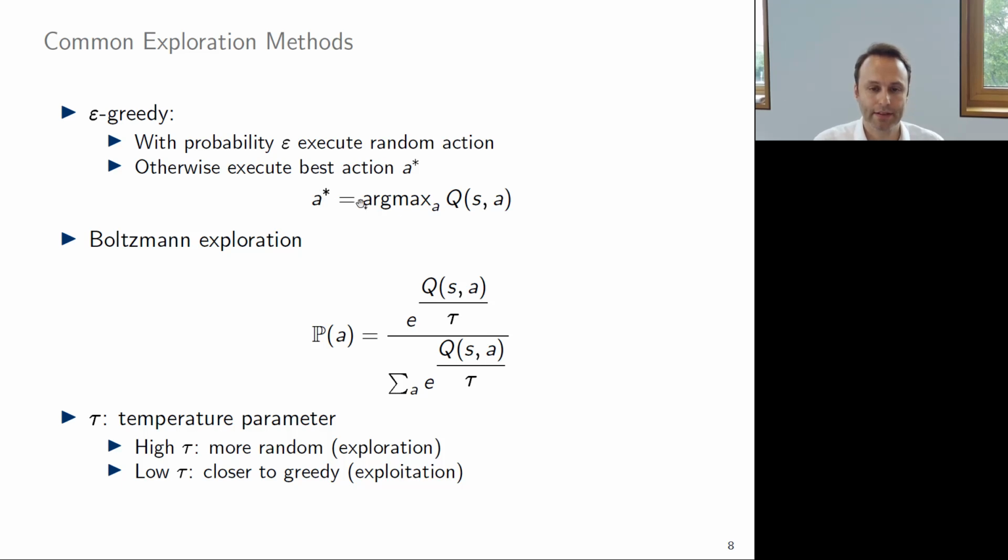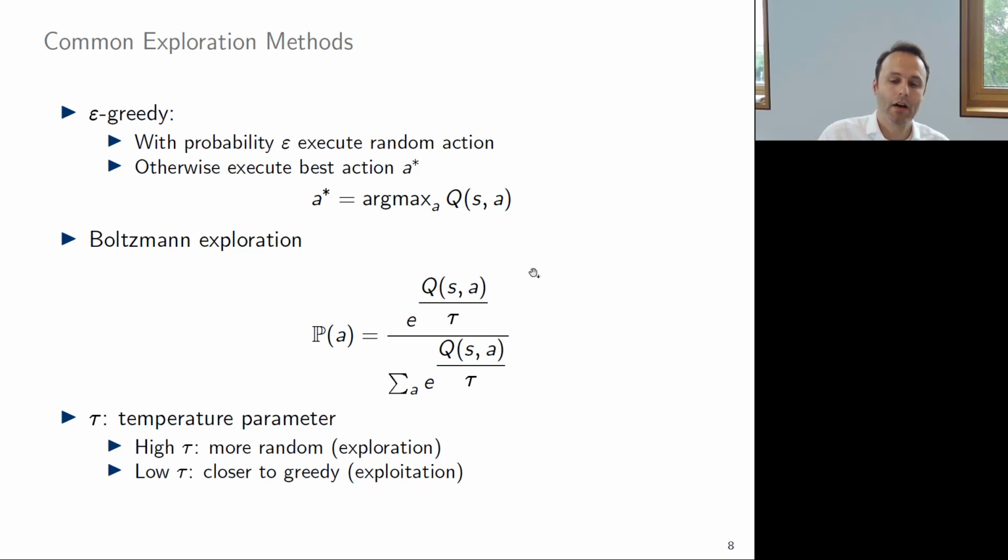So the A star is the best action. That's the argmax of this Q function, which is a function of the state action pair. Then we could also do Boltzmann exploration. That gives us a probability of an action. So this makes the discrete actions actually continuous, a probability between 0 and 1. And this works by raising to the exponential this Q function divided by tau, a temperature parameter.